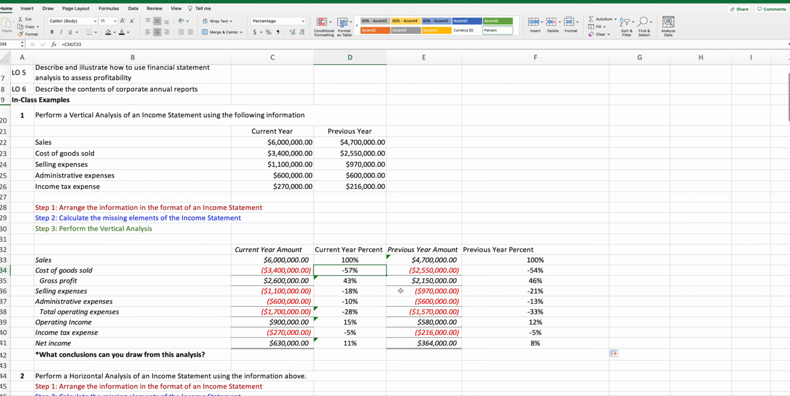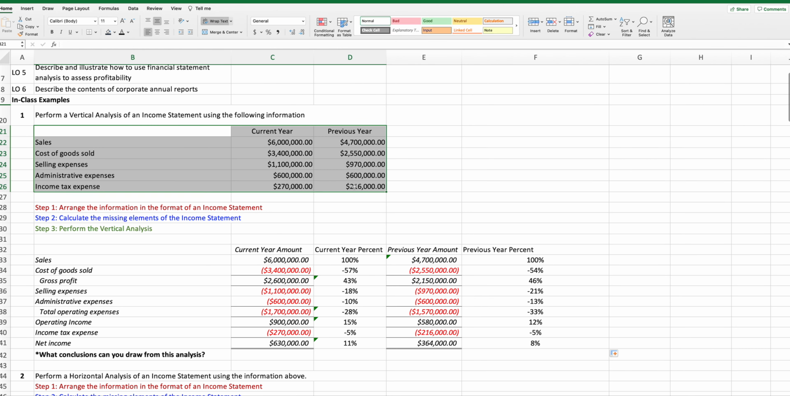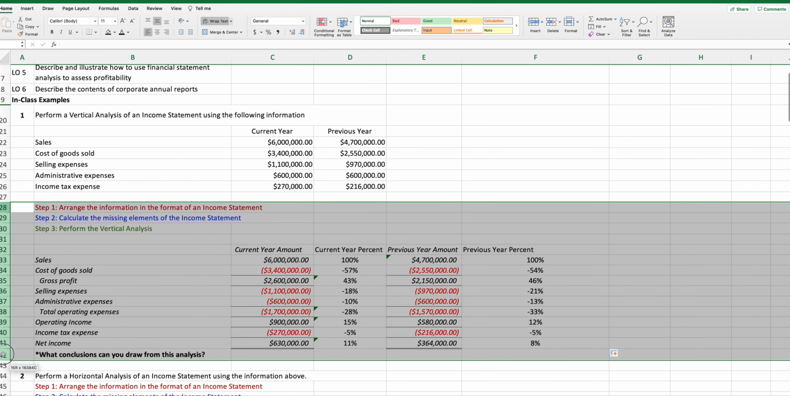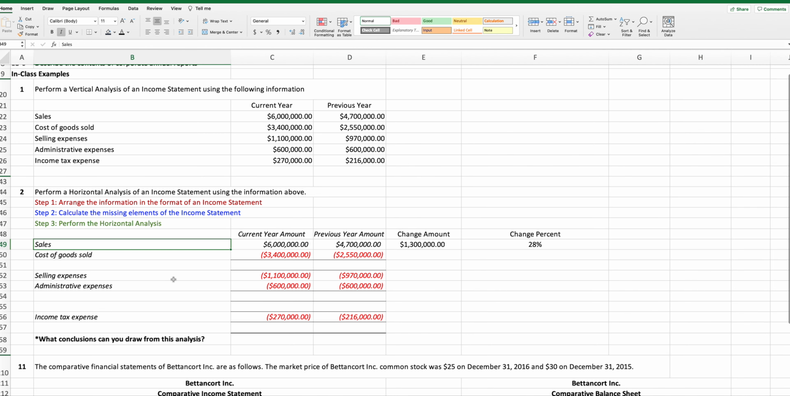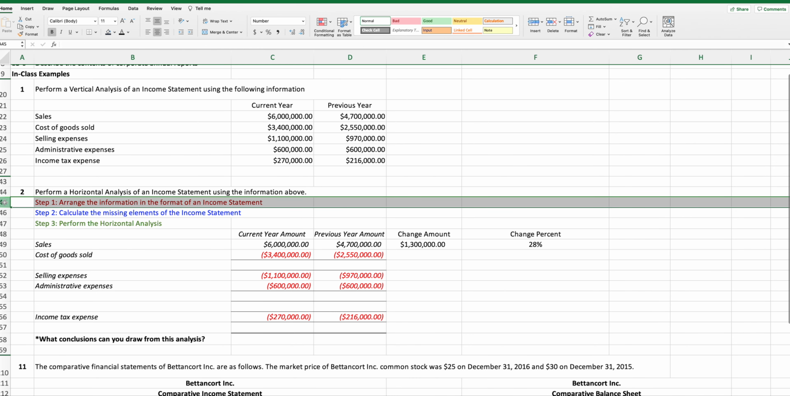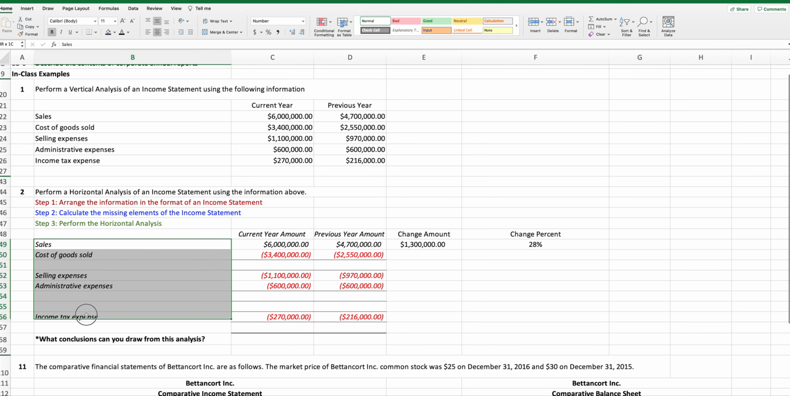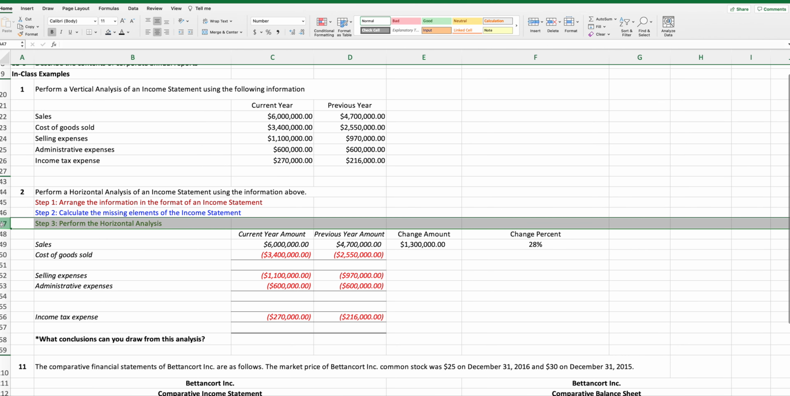Okay, so that was our vertical analysis. We're going to use this same information right here, and we're going to perform a horizontal analysis. Now, I'm going to just close some of these rows so that we can still see the information as we perform our horizontal analysis. Okay, so same thing, step one, arrange that information in the format of an income statement. We're going to go ahead and do that. Then we're going to calculate our missing elements and we're going to perform the horizontal analysis.